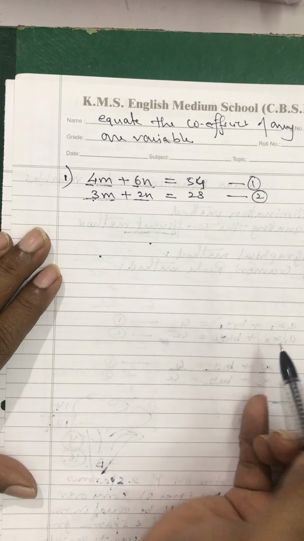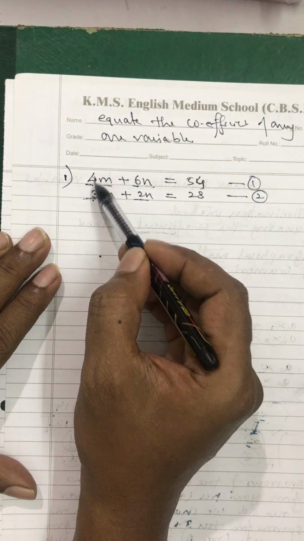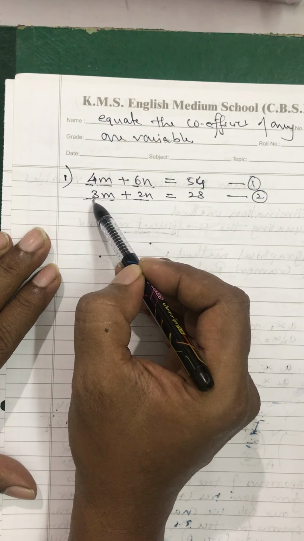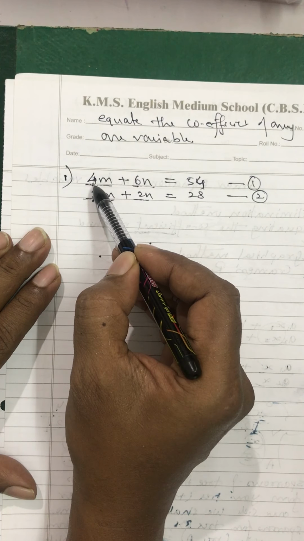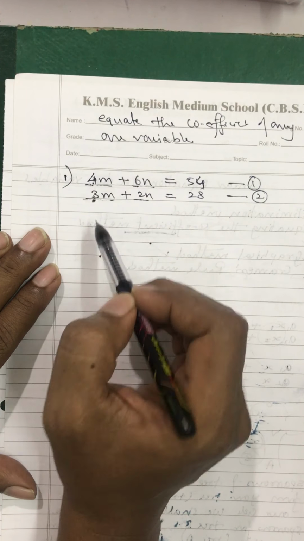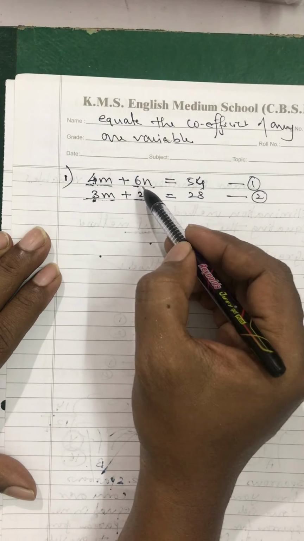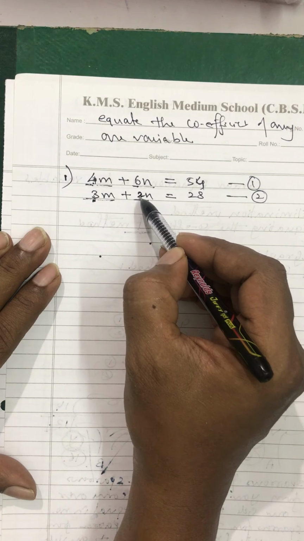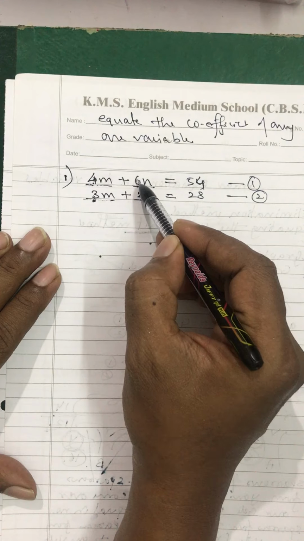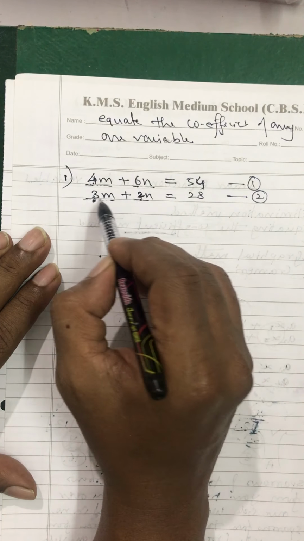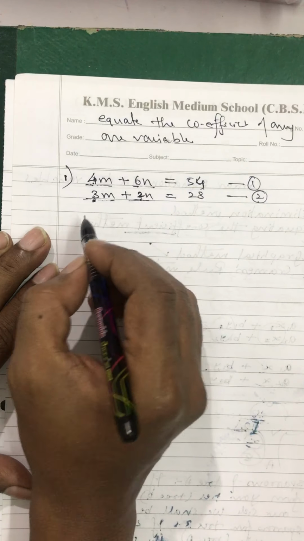So now you have to see among a1, a2, who is smaller? 3 is smaller. Can I multiply 3 by any number to get a1? No. 4 doesn't come in the table of 3. This is not possible. Here if I come among b1, b2, then it's very nicely seen that 2 can be multiplied by 3 to become 6. So I have to multiply this by 3. So what I'll do, I'll multiply equation 2 by 3.